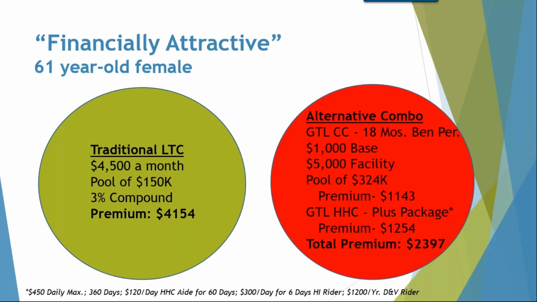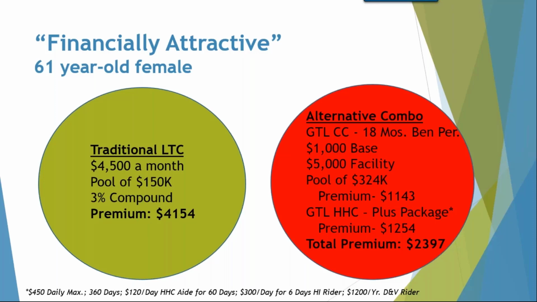So before I go into that pivot introduction today, I do want to talk about one more thing that a lot of agents don't take advantage of, but the ones who do it often and do it well. What I'm trying to show you here is a 61-year-old female, and if she were going to buy a nice, robust, traditional long-term care plan nowadays, we know with gender ratings, it's not cheap. $4,500 a month for a $150,000 plan with 3% compounds, $4,154 for an annual premium.